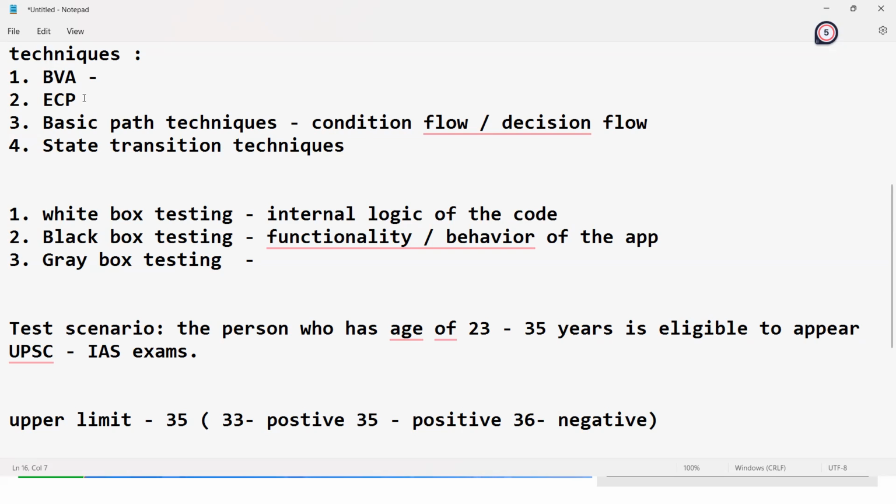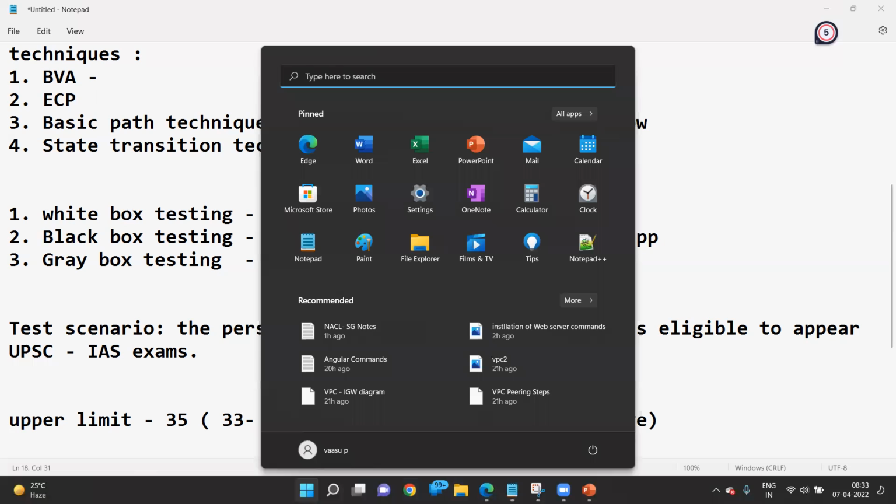So boundary value analysis, equivalence class partitioning and basis path technique, and the last one is the state transition technique. Ideally, this contains various states of the test scenario.